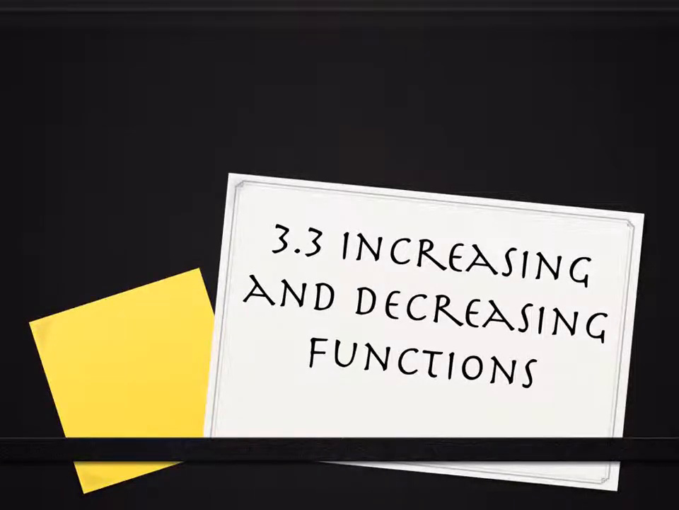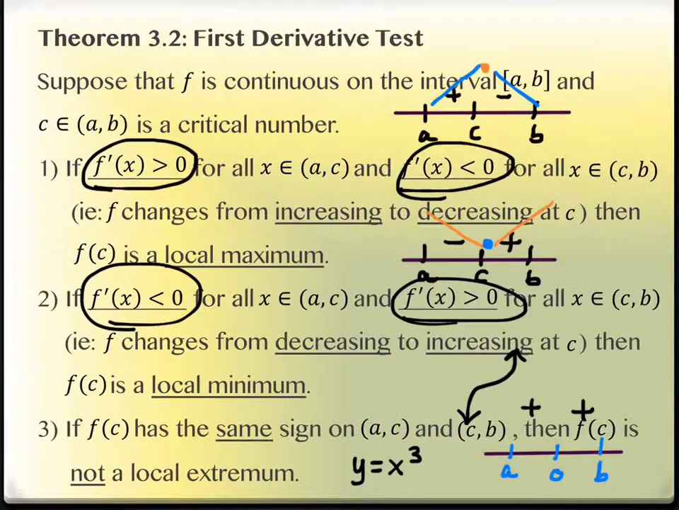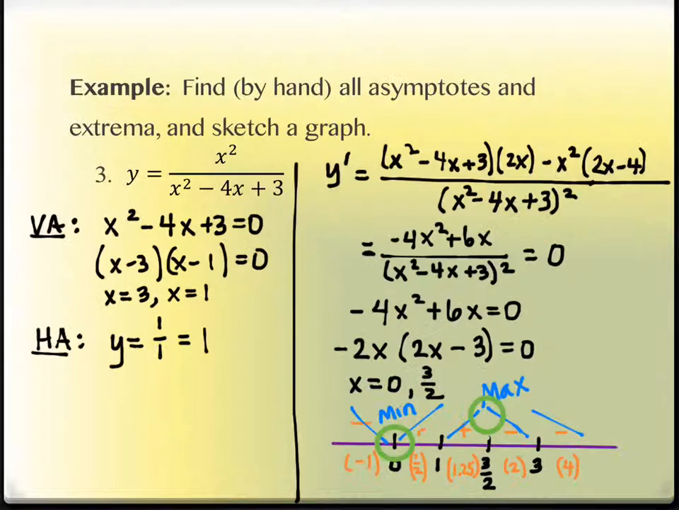Last time we had started section 3.3, and we'd gotten mostly finished with it. We were looking at increasing and decreasing functions, in particular to help us determine maximum and minimum points on functions. We had gotten to the point where we had started this one example about graphing, and we had found vertical asymptotes, horizontal asymptotes. We had found the derivative.